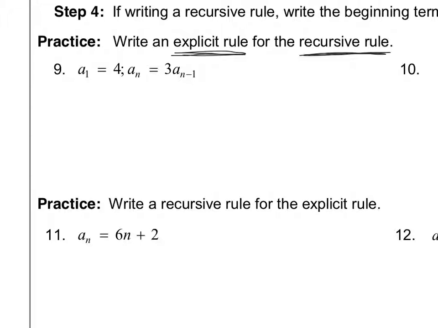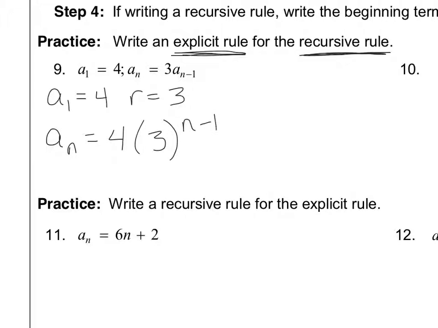So let's just write out the two things we know. For geometric, we need to know our first term, which is 4, and we need to know our ratio, which is 3. And then to write this as an explicit rule, we're going to say a sub n, we don't know what n is, equals our first term times our ratio raised to the power of n minus 1. That's what we were doing in class yesterday. Okay, let's look at the next one.